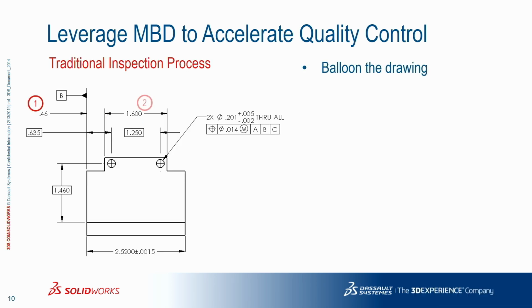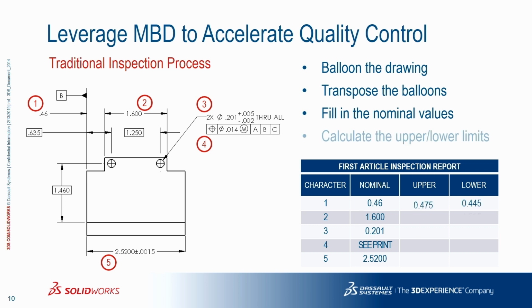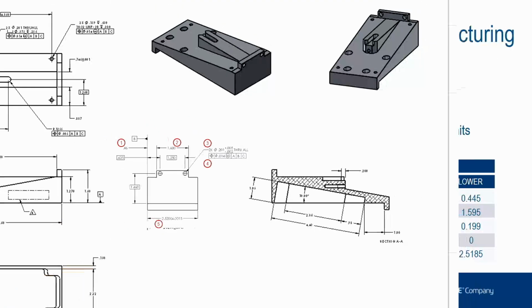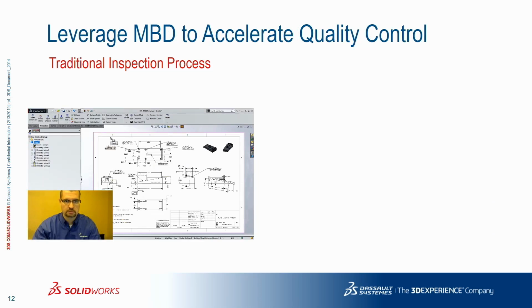Now, what we've seen our customer do most of the time, again, is they will normally either go on a 3D CAD software and add the balloons directly to the drawing, or actually even print the 2D drawing, add the balloon, then transpose all that on an Excel spreadsheet, fill in the nominal value, upper and lower limits, calculate all that, and they have to then do that for all the different views of their drawing. So of course it's a very time-consuming process.